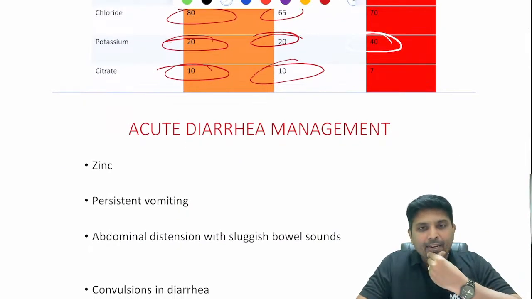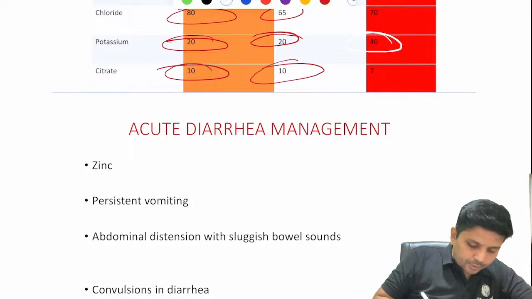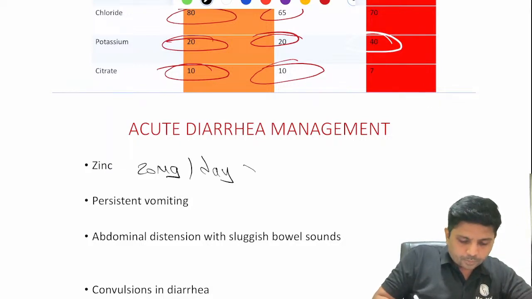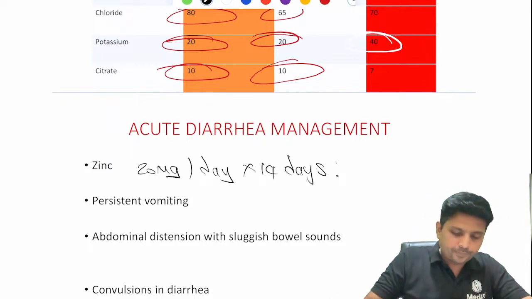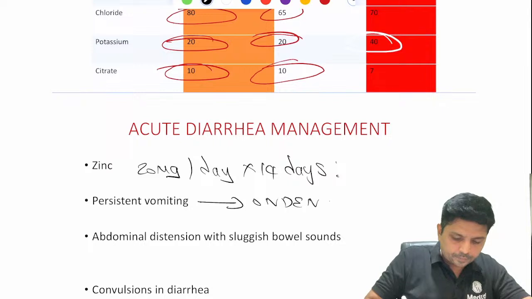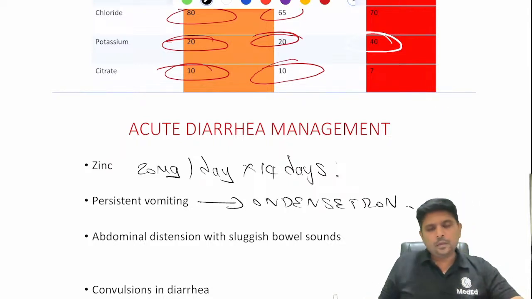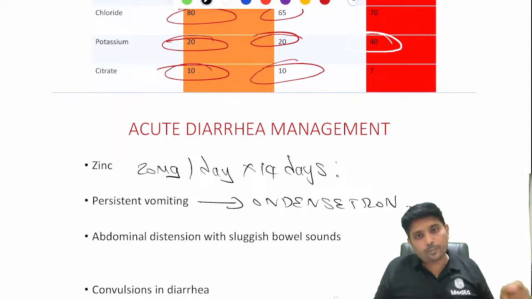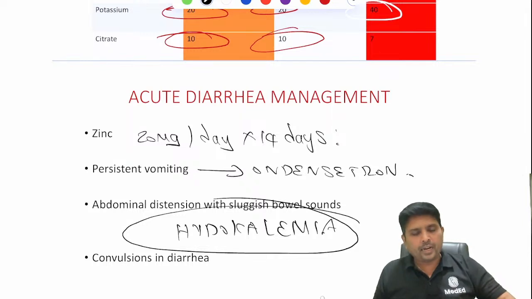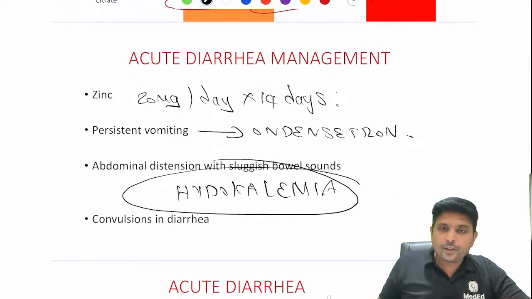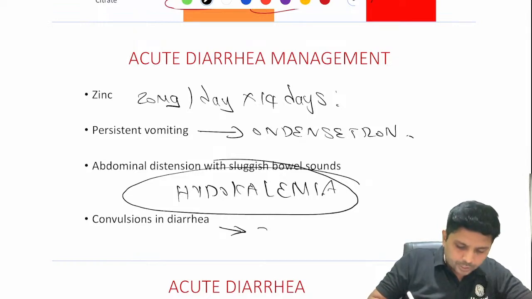The only treatment indicated for acute diarrhea is zinc. How much you need to give? Zinc should be given 20 milligram per day for about 14 days, for children. For persistent vomiting, you can give ondansetron. Whenever a child with loose stools presents with abdominal distension and sluggish bowel sounds, it is due to hypokalemia, the main cause.